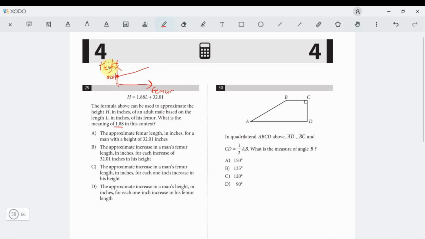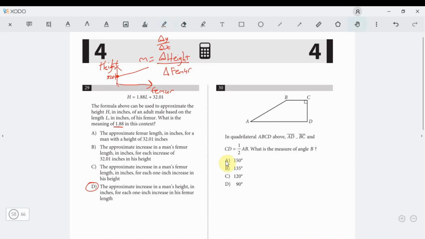So what does the gradient mean? Remember, gradient is change in height over the change in femur length. So in other words, when you do the division, we're saying what is the height increase per 1 inch of femur length? That's what we're looking for. So the approximate increase in a man's height for each 1 increase of femur length. That's option D. That's what gradient means: gradient is change in y over change in x. So option D.